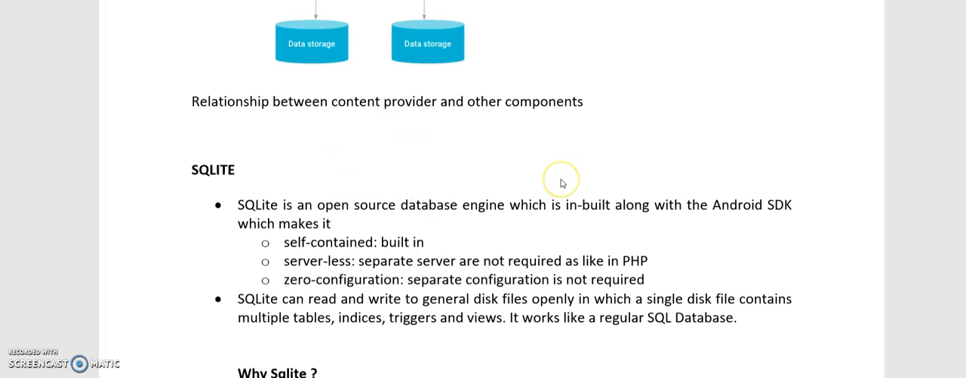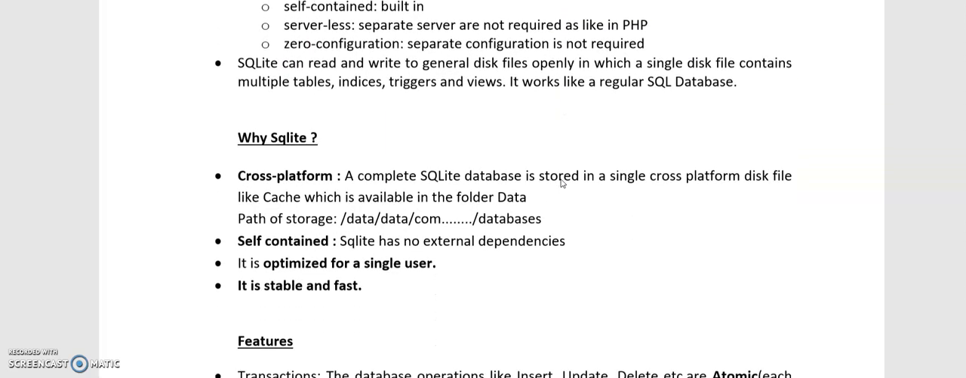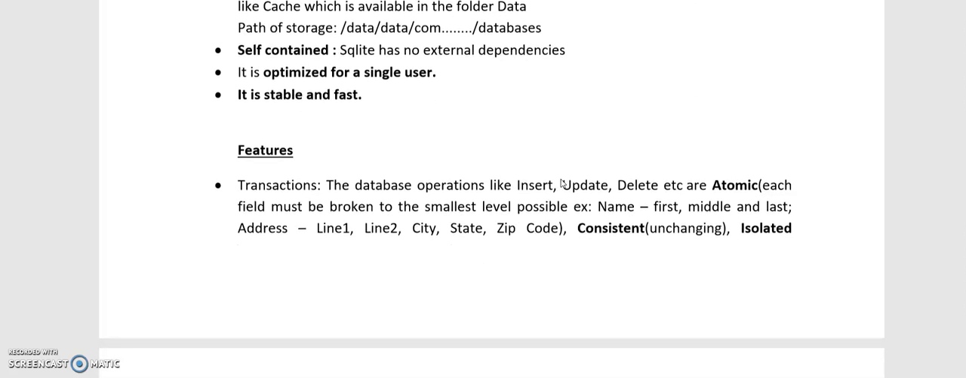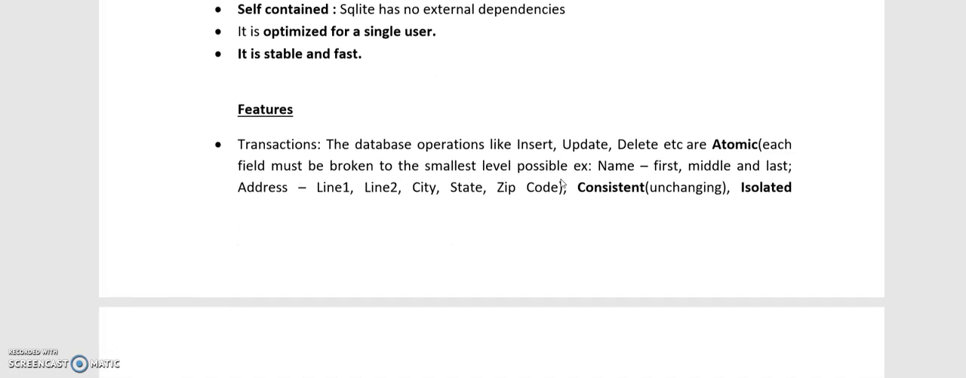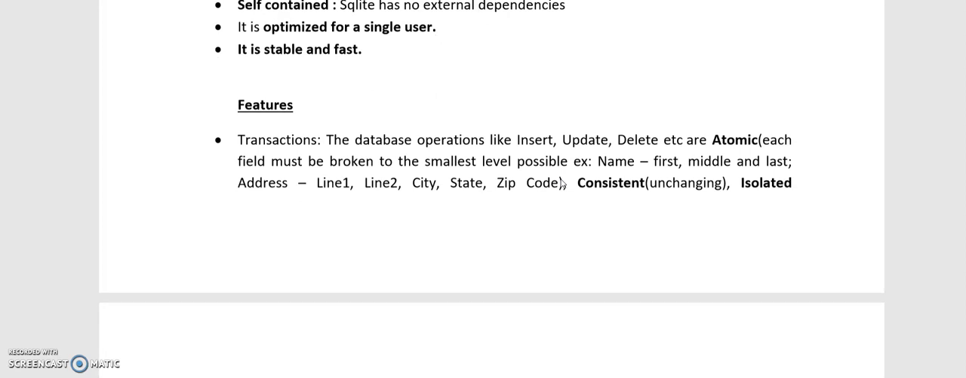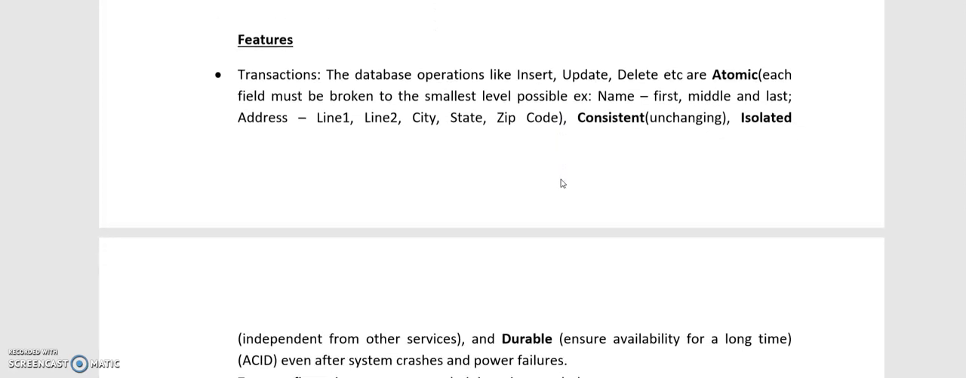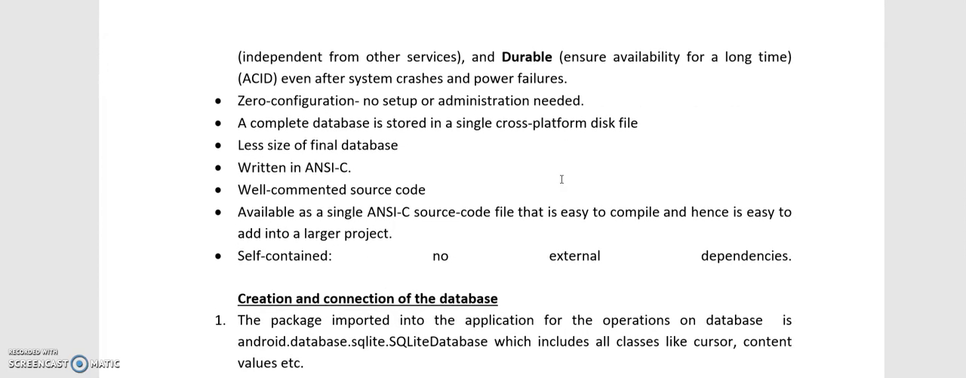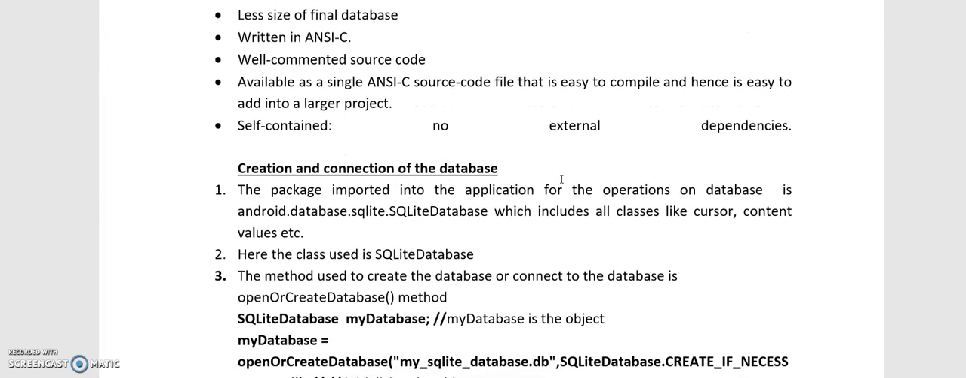Some of the properties of this SQLite are as follows. One, it supports cross-platform arrangements. It is self-contained. It is optimized for a single user, and it is stable and fast. Some of the features of the transactions are listed below, like it should be atomic, it should obey the ACID property, where A stands for atomic, C stands for consistent, I for isolated, and D for durable. And you have all these properties which can be self-read and understood.